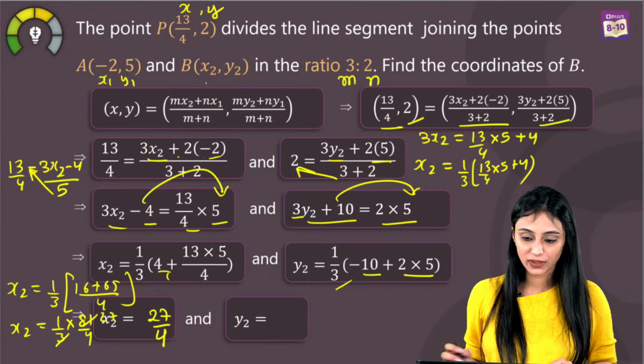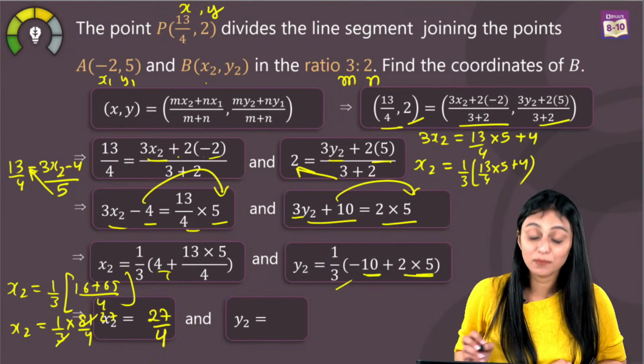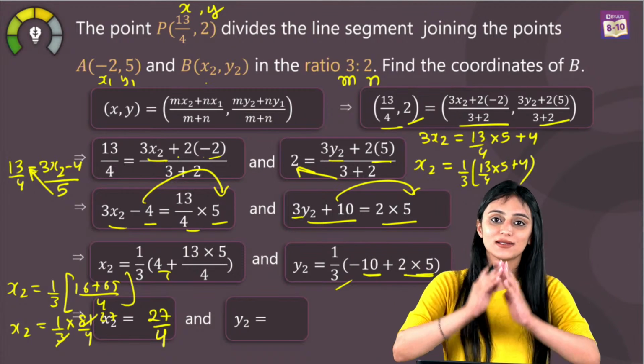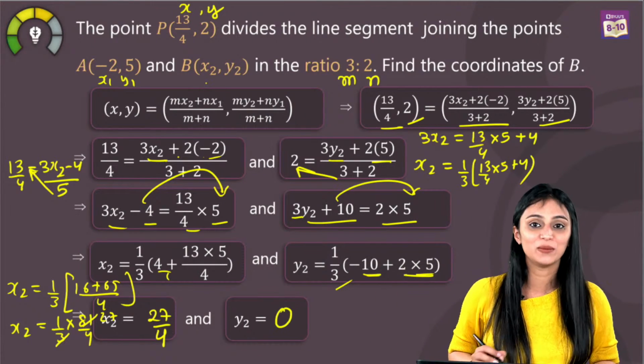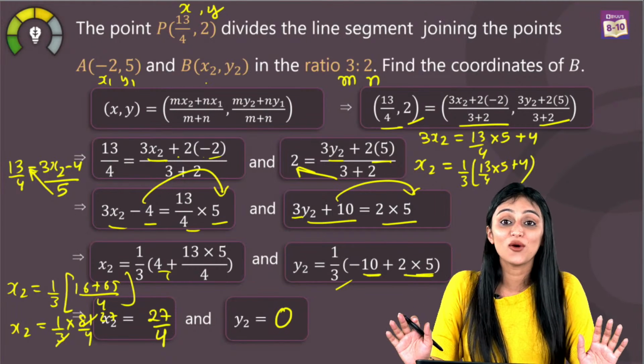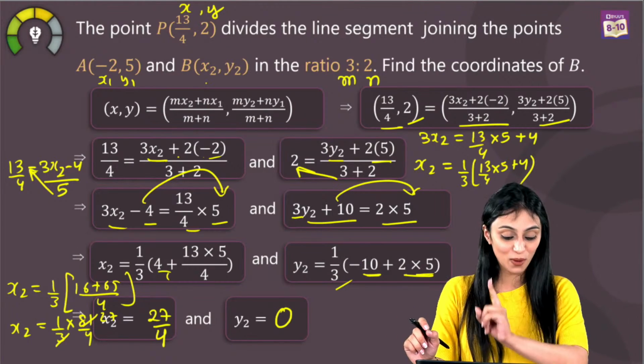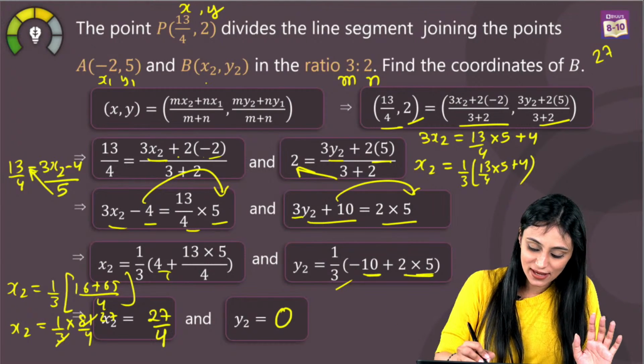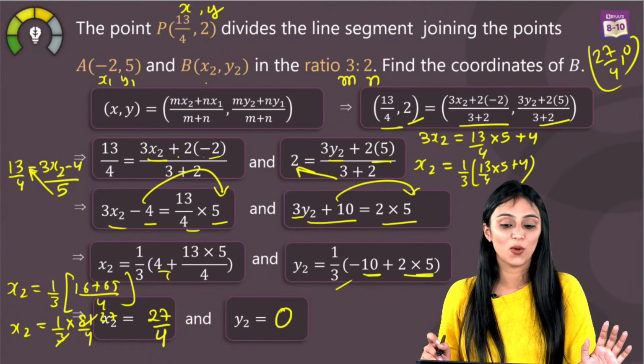Similarly, y2, right? Minus 10 plus 10 will give us 0, and 0 multiplied by anything is going to be 0 only, right? So y2 would be 0. So you see, we have got the coordinates of B just by using one formula, and that's the section formula. Right, so that's going to be 27 by 4, 0.